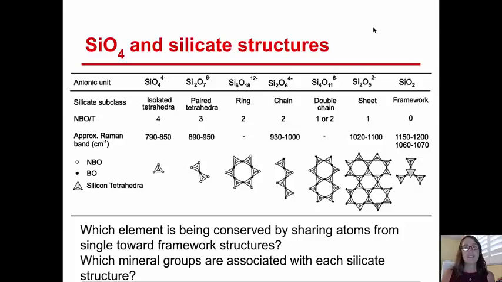Again, multiple chains can form large sheet structures, and that's what we see in the micas, biotite and muscovite in igneous rocks. Those are the flaky minerals with just one direction of cleavage that peel off like layers. And finally, sheets can stack atop one another and form framework structures, and that's what we see in the feldspars and in quartz. So those are the different silicate structures that we find in igneous rocks.